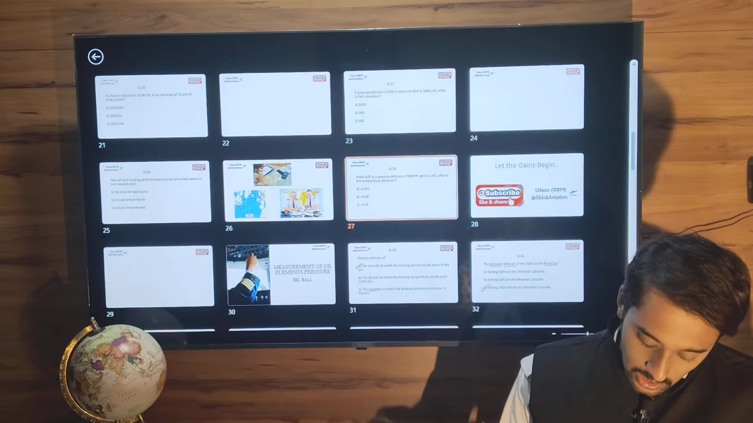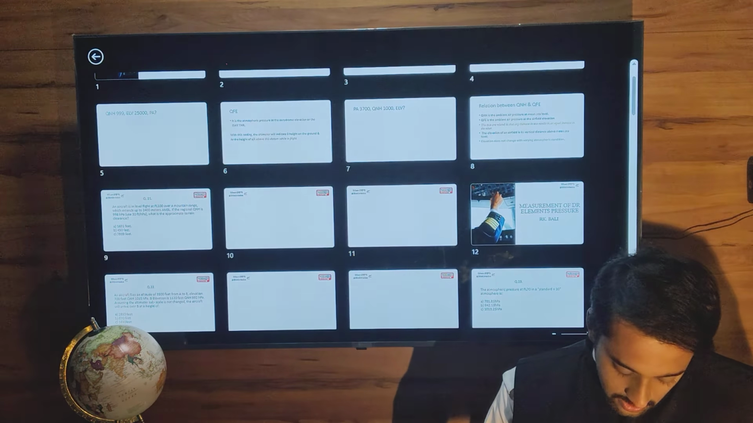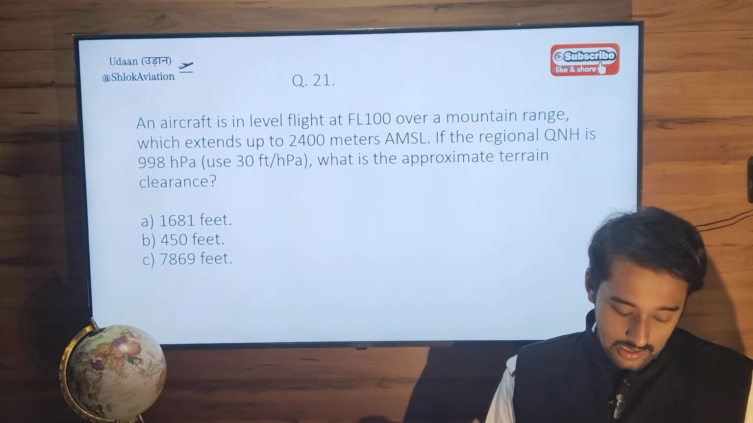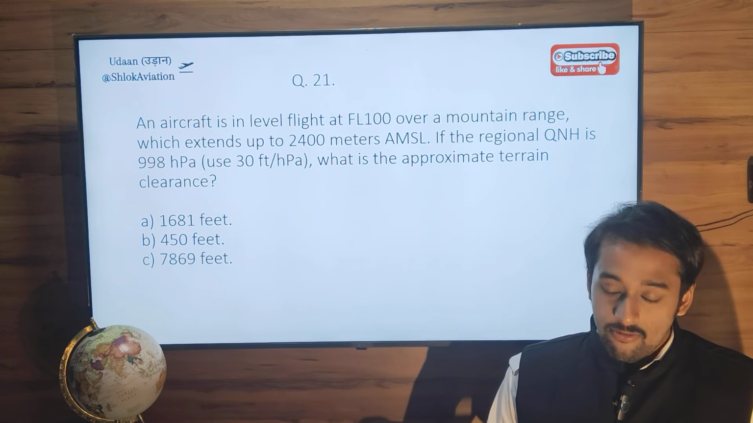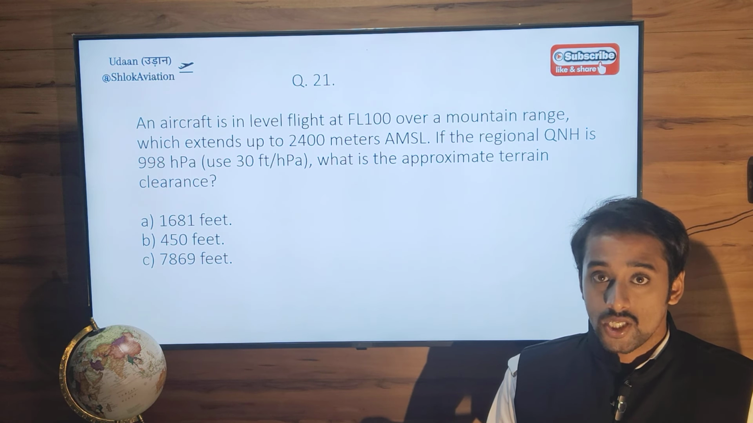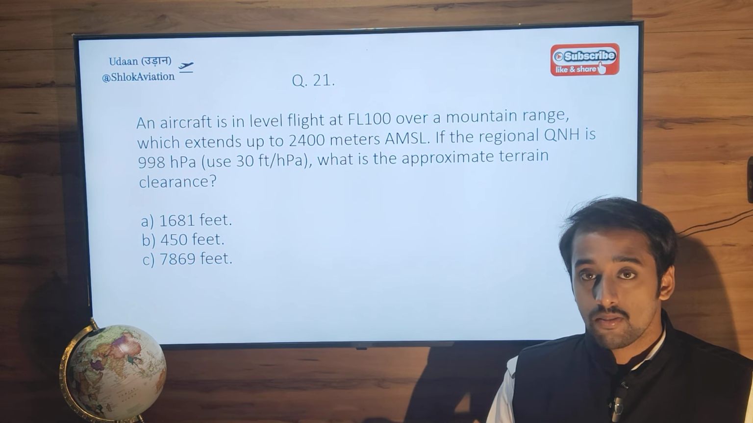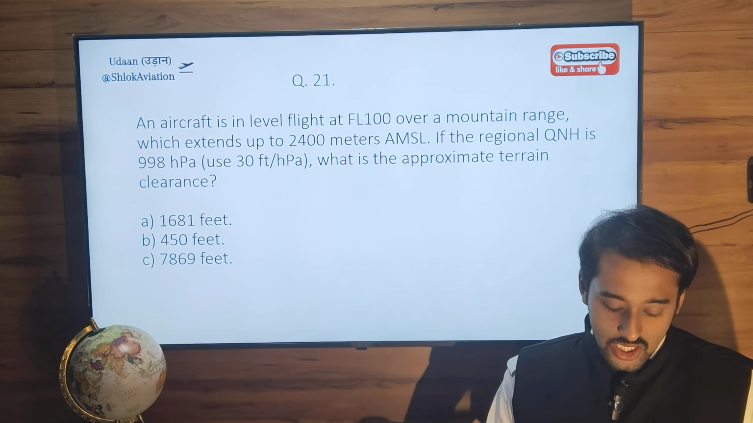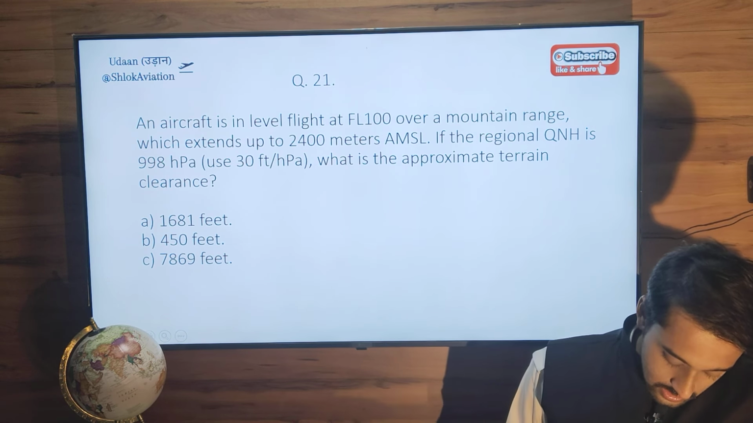Now after this, we have one important sum left, which is question 21. This is the last sum. Aircraft is in level flight at flight level 100 over a mountain range. Mountain range is 2400 meters above mean sea level. QNH is 998. What is terrain clearance?